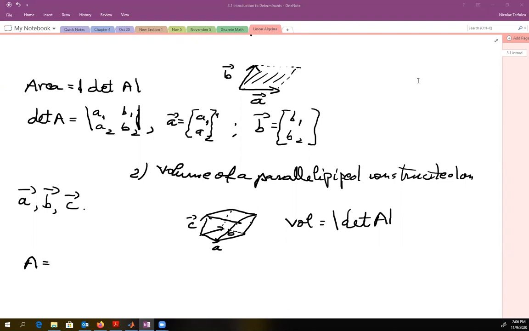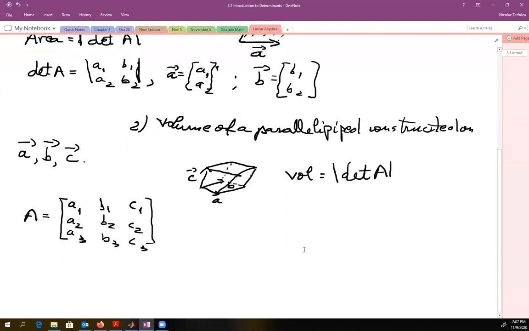So A is this matrix consisting of the entries of the vectors A, B, and C. This is A1, A2, A3, that's the first column, then B1, B2, B3, C1, C2, C3. We'll learn how to compute such a determinant, but the magnitude of the volume is given by the absolute value of the determinant of this matrix. So this is another important application.